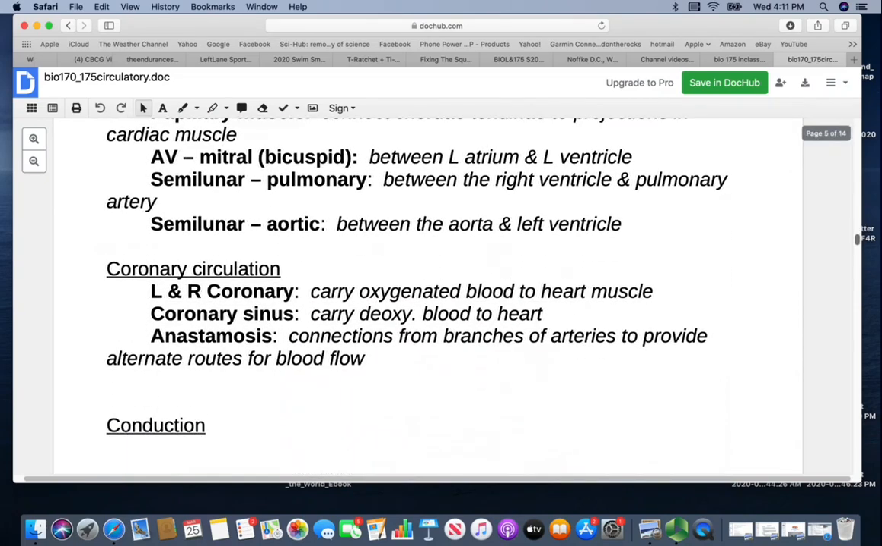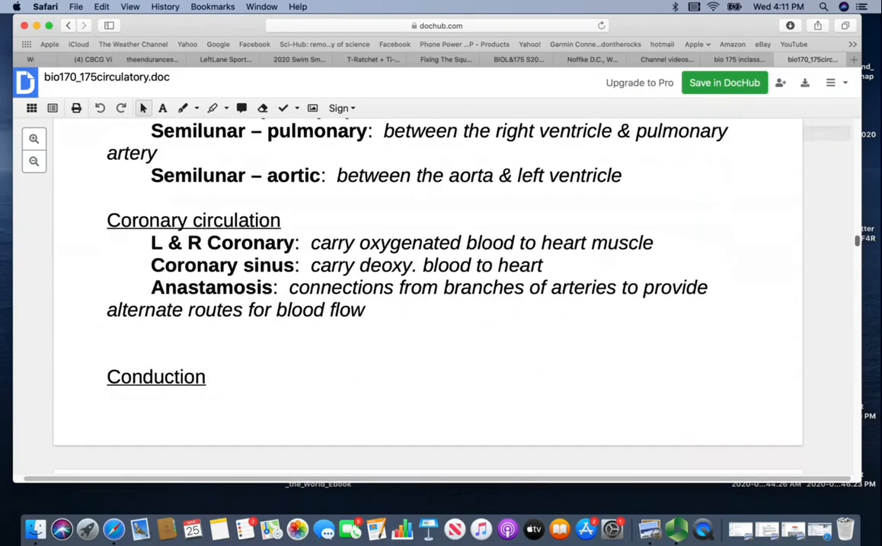So the coronary circulation is going to be to the heart itself. You're going to have left and right coronary arteries that are going to carry oxygenated blood to the heart muscle. Those will branch off into additional arteries to try and spread that blood over the heart. The coronary sinus is going to carry the deoxygenated blood from the heart back to the inside of the heart to be recirculated.